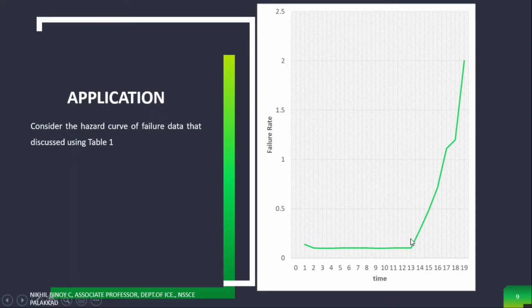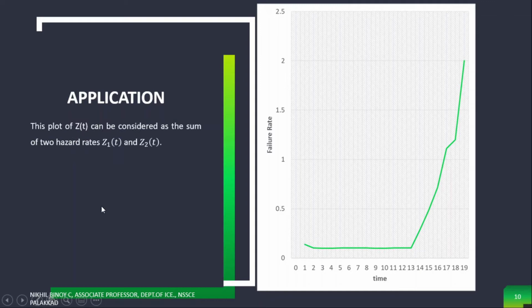So this one is the bathtub curve. Here the second zone is very clear. What is the second zone? The service zone, or the constant zone. That is very clear. This one is a constant zone. So definitely we can represent that portion by using a constant value. So what is the constant value? Either we can use 0.1 or 0.101. Any one we can represent.